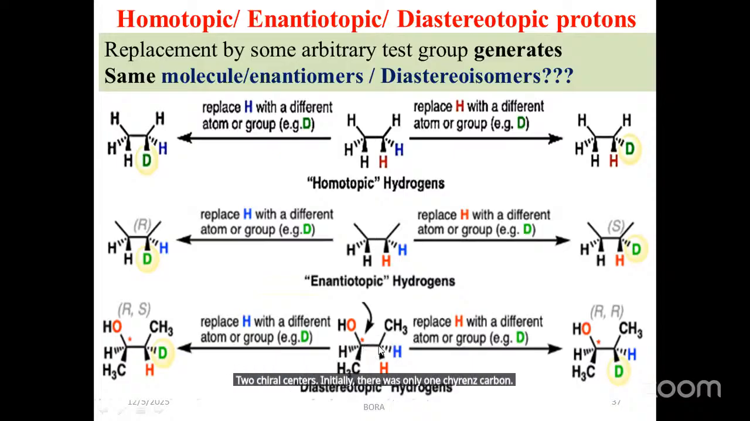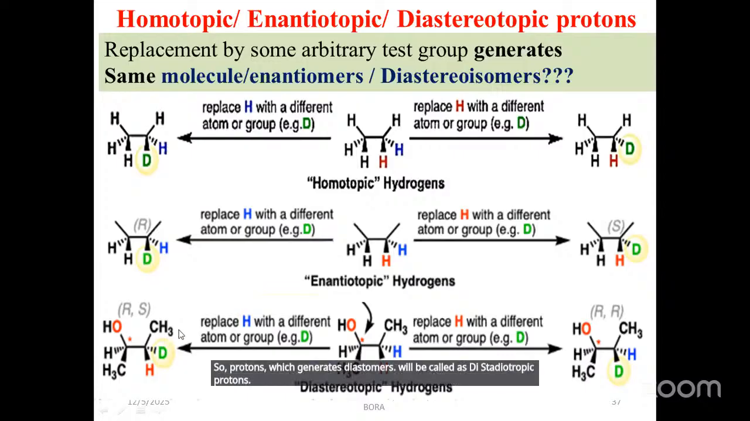This was a prochiral center, and if I replace one of the hydrogens by some other atom or group, I am generating a molecule which will be related to this molecule as a diastereomer. What are diastereomers? They are also stereoisomers, but which are not related to each other as enantiomers. They are not related to each other as non-superimposable mirror images. Then these two stereoisomers will be called diastereomers. So protons which generate diastereomers will be called diastereotopic protons.